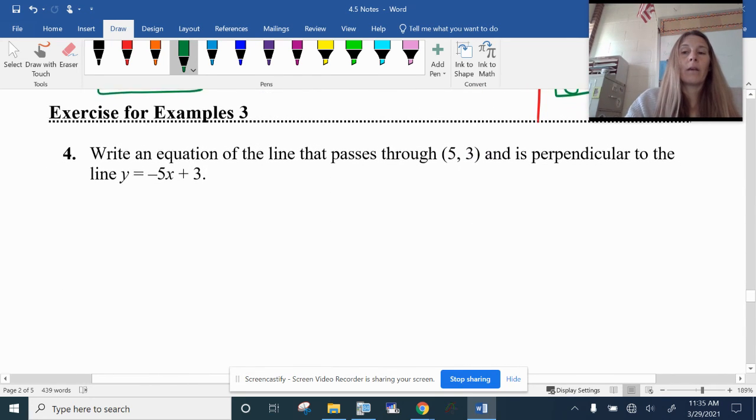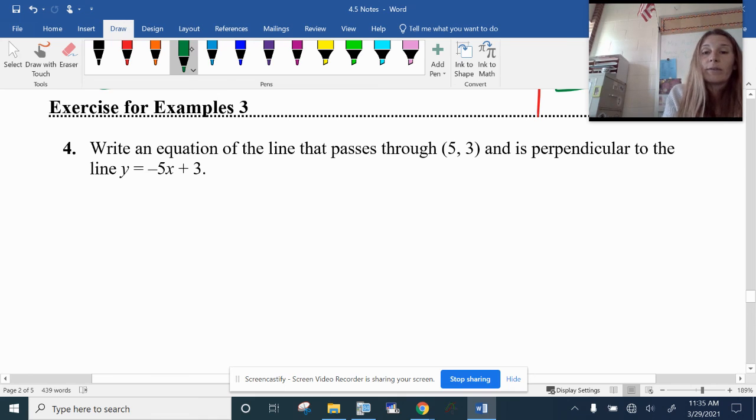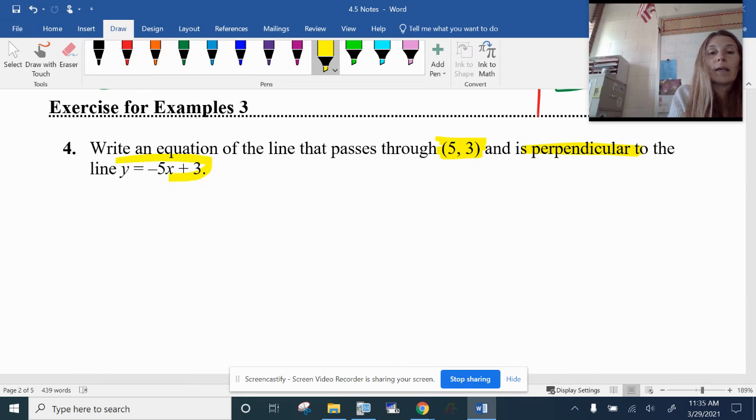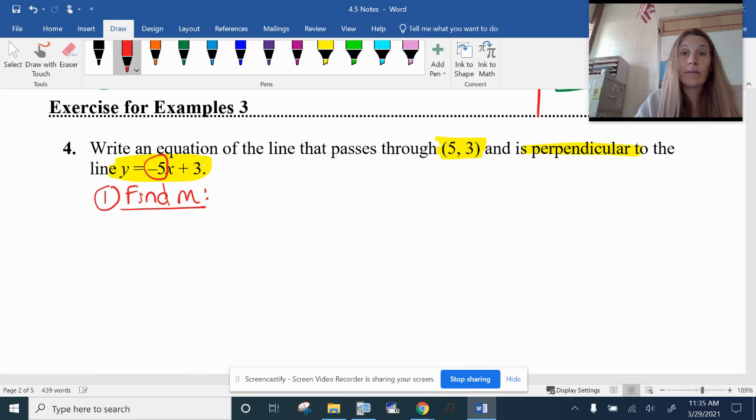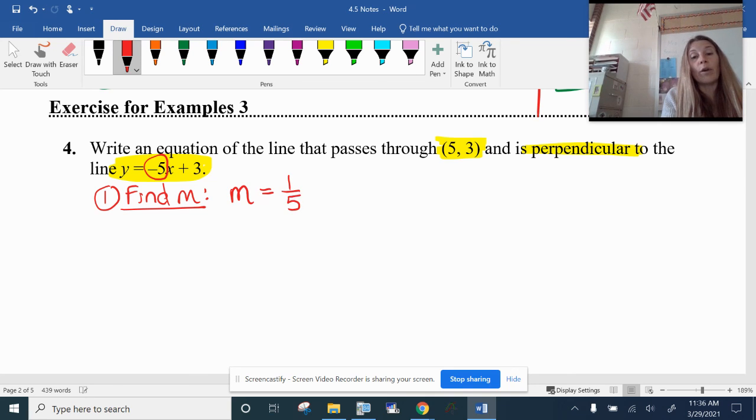Okay, so writing the equation of a line that passes through the point 5, 3, and is perpendicular to this line here. Again, the first thing we want to do is find the slope. We can see that this slope is negative 5, but we want to write the equation of a line perpendicular to it. So our slope is going to be positive 1/5.